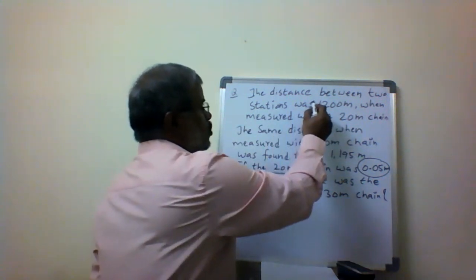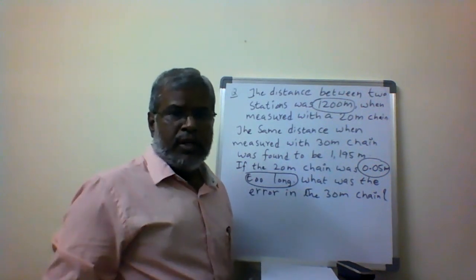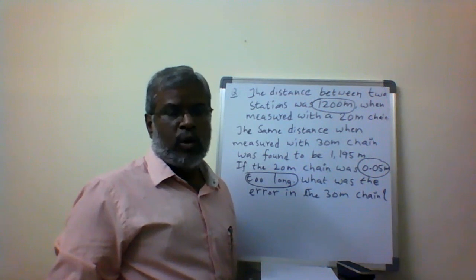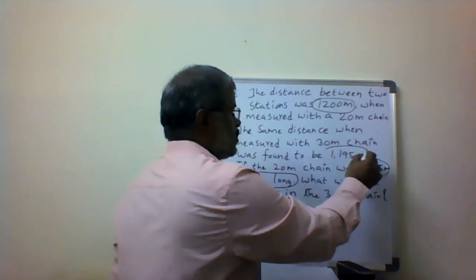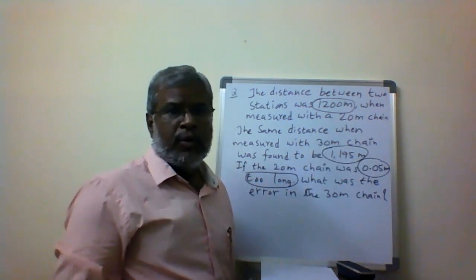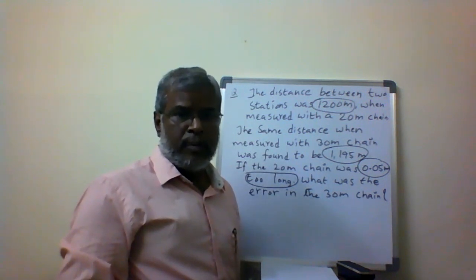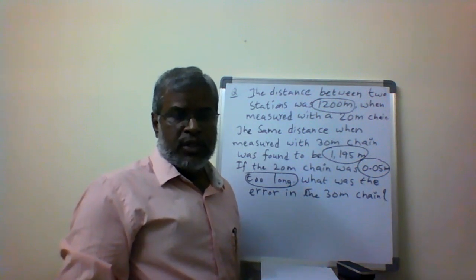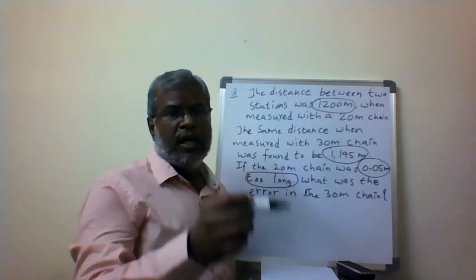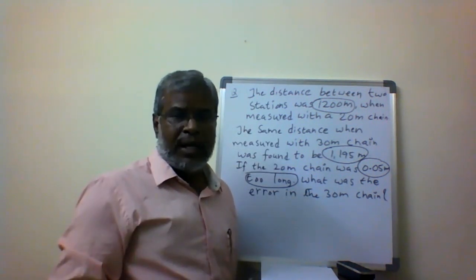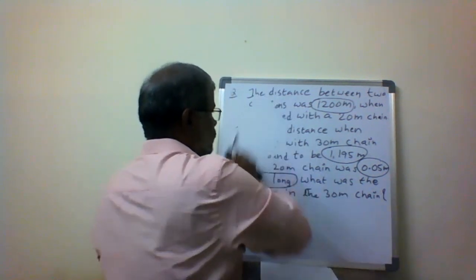The measured distance is 1,200 meters, given with the 20-meter chain. With the same true distance we calculated, we have to calculate the error in the 30-meter chain. With the 30-meter chain, the measured distance is 1,195 meters. The true distance we are going to get from the 20-meter chain, because the same distance is being measured. True distance is L dash by L into measured distance. L is 30 meters, and from that we can calculate the error in the 30-meter chain. So now we proceed to the problem.